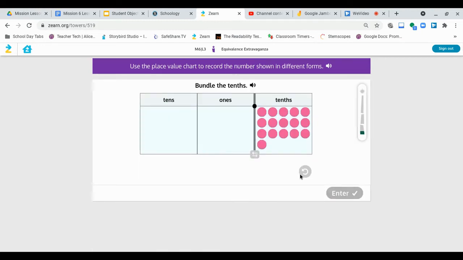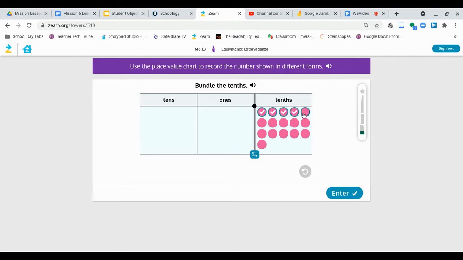Excellent. And now it wants me to bundle the tenths. So remember what we do when we bundle. How many does it take to bundle and move up one place value? And it's not going to matter if we're in decimals or if we're in just whole numbers. How many did it take? It took 10. It takes 10 of a certain group of number to bundle them and move it up a place value. So I'm going to bundle the tenths by bundling every 10.